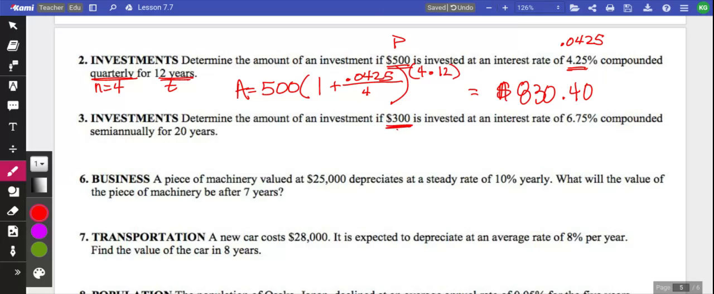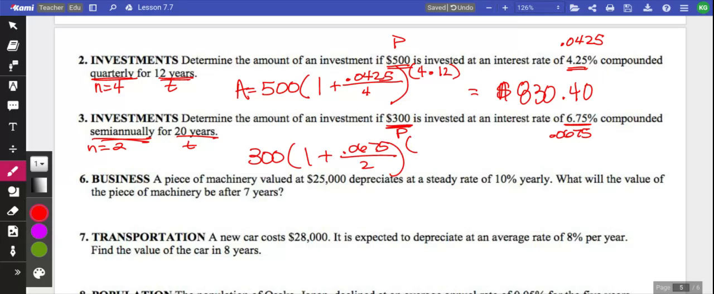This one I'm investing $300, which is my principal. 0.0675 is my rate. Semi-annually means 2. 20 years is my time. So 300 times parenthesis 1 plus 0.0675 divided by 2, to the 2 times 20. That gives $1131.72.